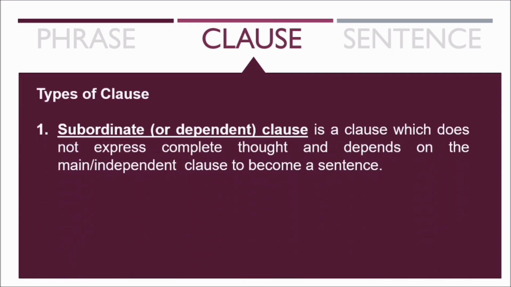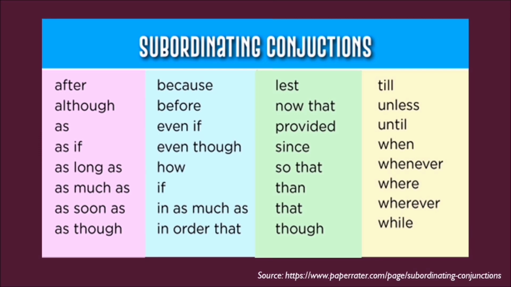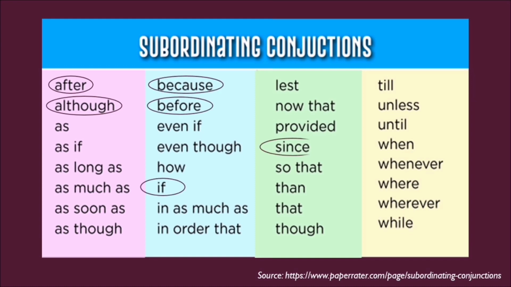It is a type of clause which does not express complete thought and depends on the main or independent clause to become a sentence. That is why we call it dependent clause. It always needs your main or independent clause to become a sentence, okay? We also call it subordinate clause because these are a group of words which start with subordinating conjunctions, just like the word after, although, because, before, if, since, then, when, while, and so on and so forth.